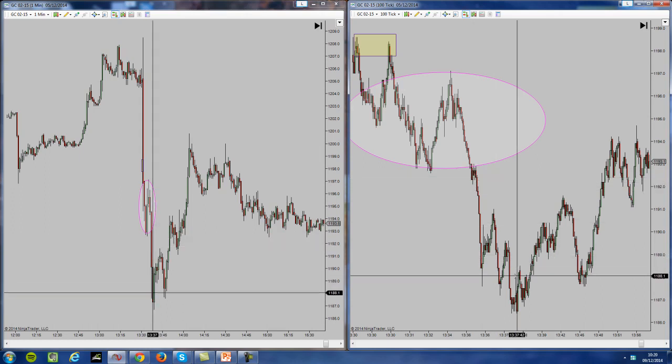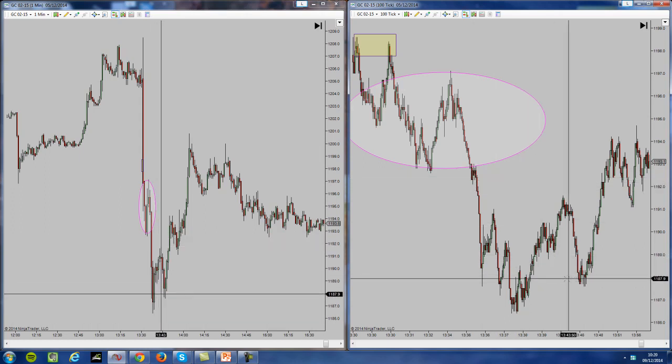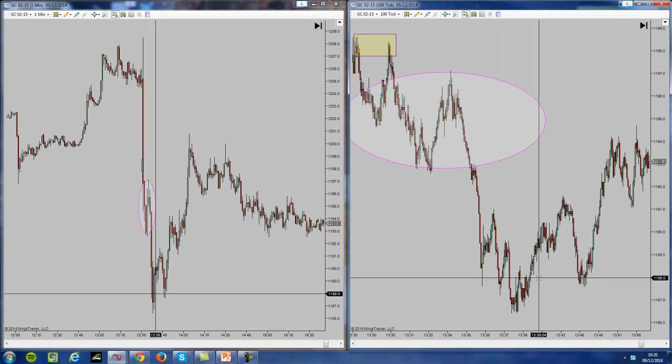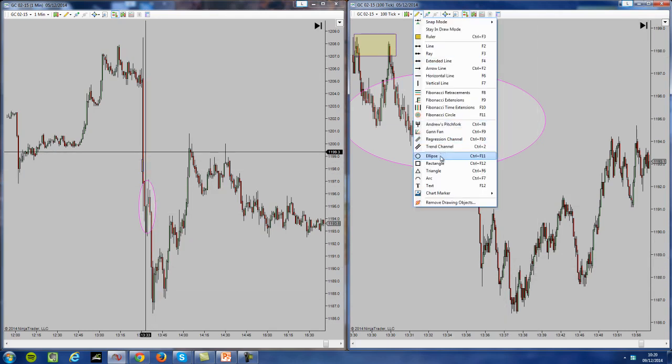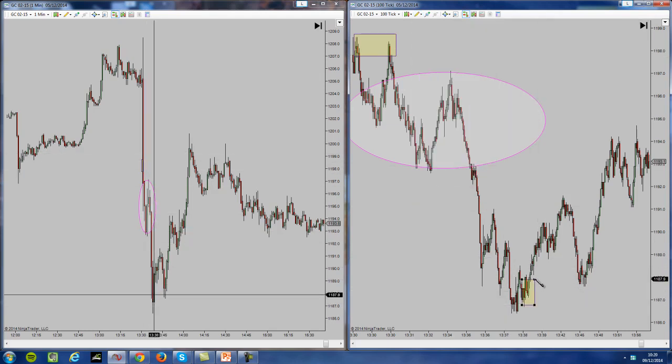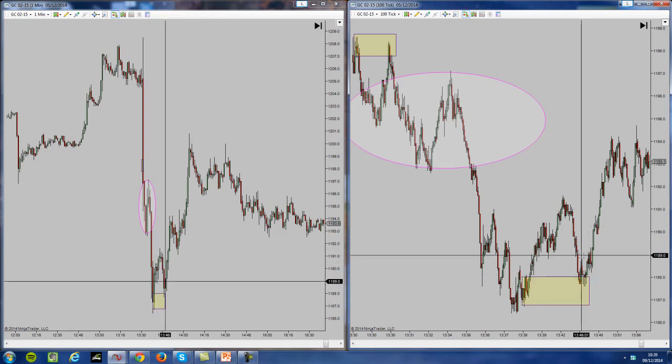Even the double bottom over here, you could actually see the demand zones being formed. So at this level here we had this demand, so price bounced off of it.